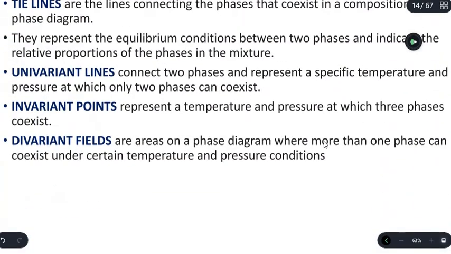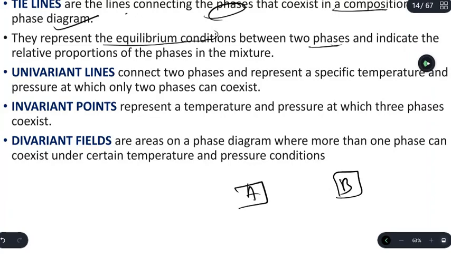We discussed this. The tie lines are the lines connecting the phases that coexist in a composition on the phase diagram. They represent the equilibrium condition between two phases. Suppose this is A and this is B. This line joining the two phases shows that they are in equilibrium with each other, A and B, and indicates the relative proportion of the phases in the mixture. Okay, how much percentage is A, how much percentage is B.